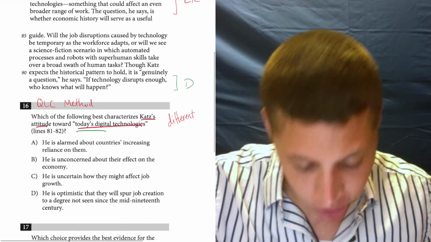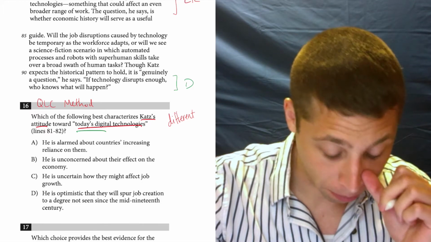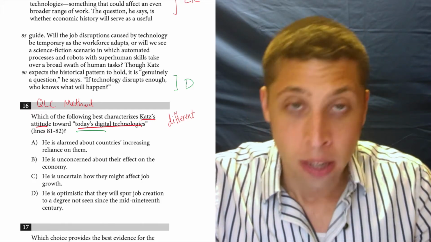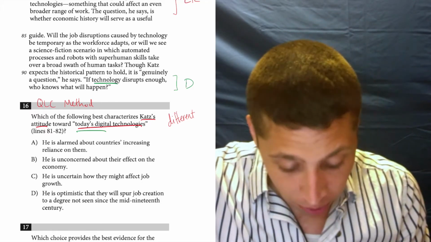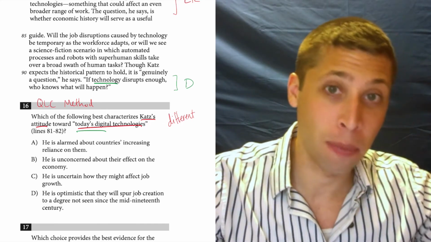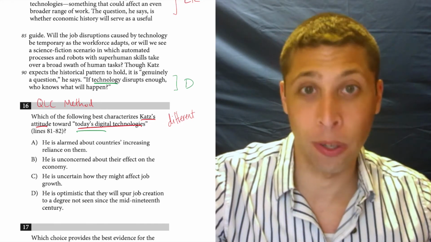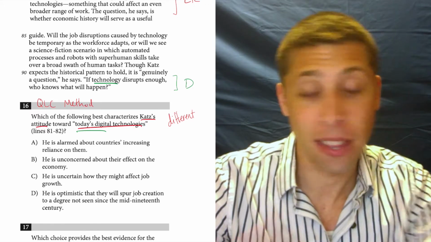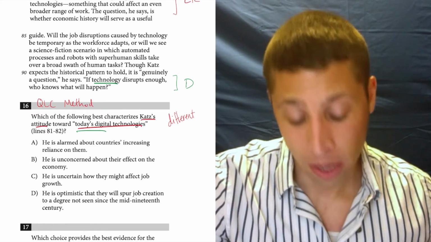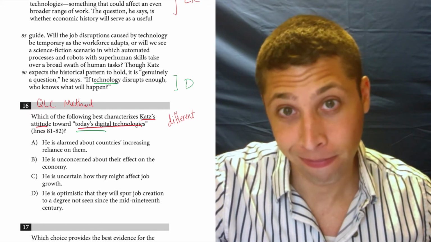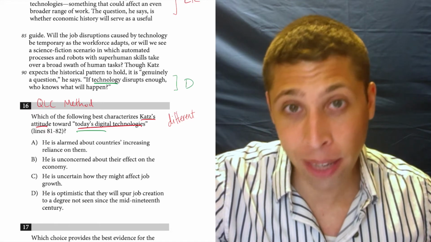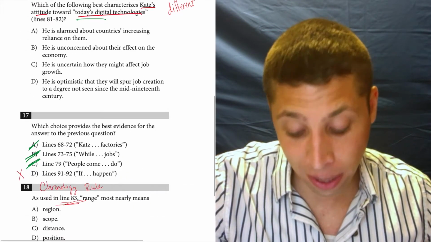If technology disrupts enough, who knows what will happen? Okay. So he's talking about technology. He's talking about who knows what will happen. So it seems to be today's technology because we don't know what's going to happen. If it were the past, then presumably we would have known what was going to happen. So this seems to match. It's not a great match, but honestly, the others were very bad.